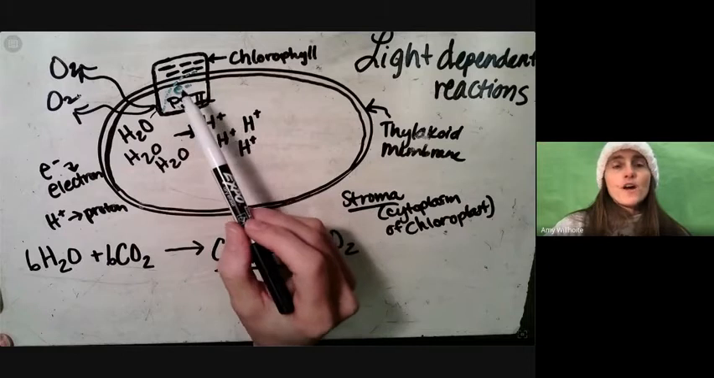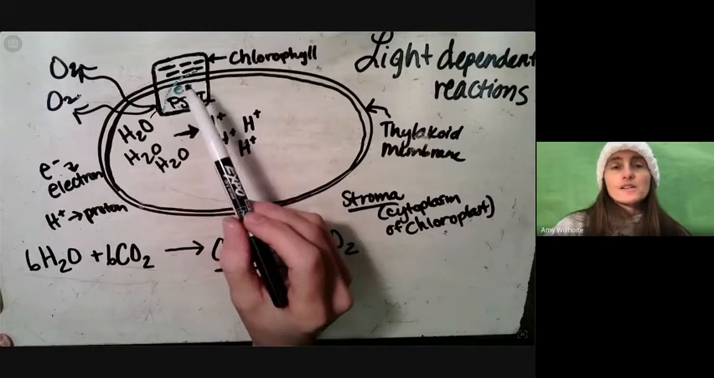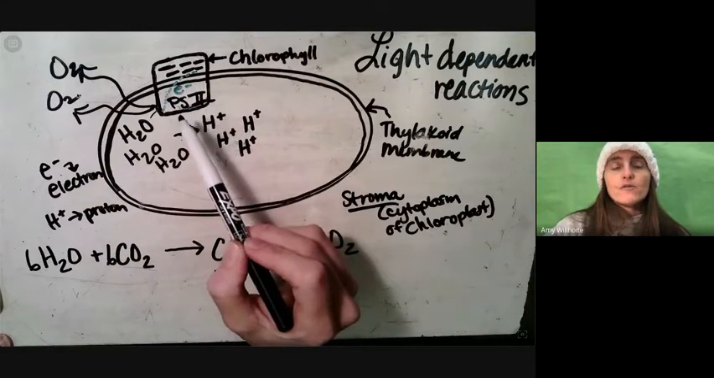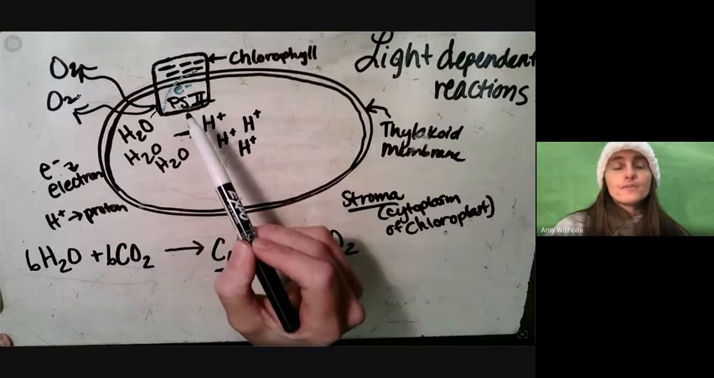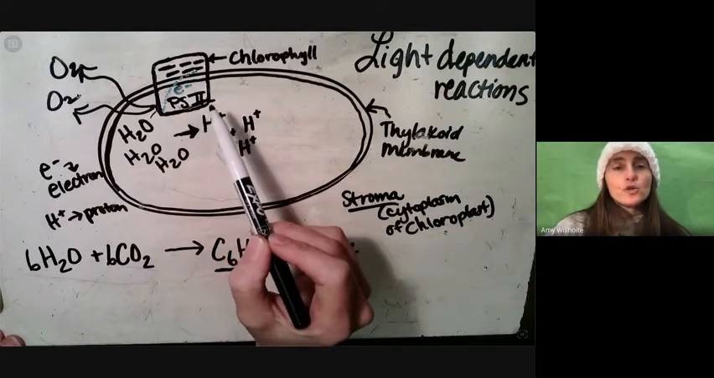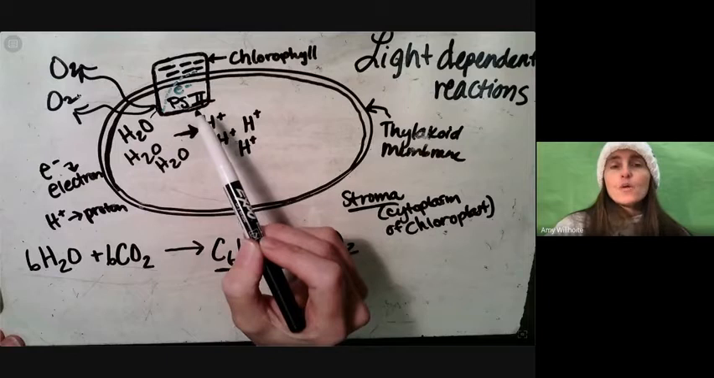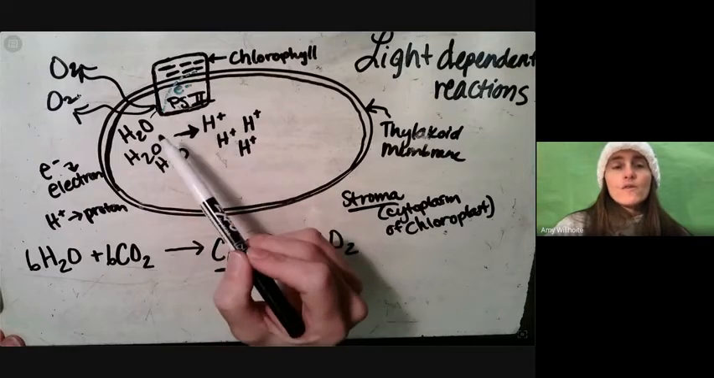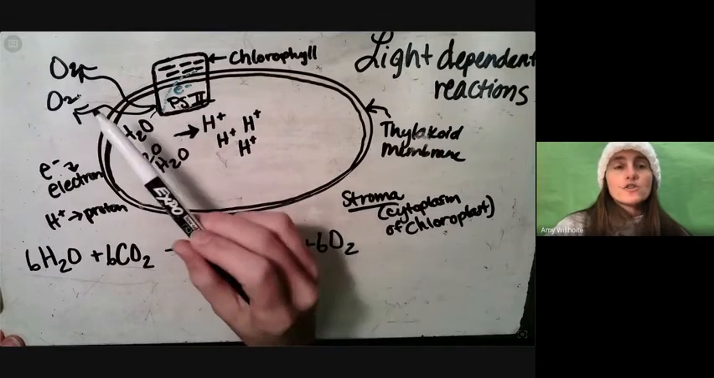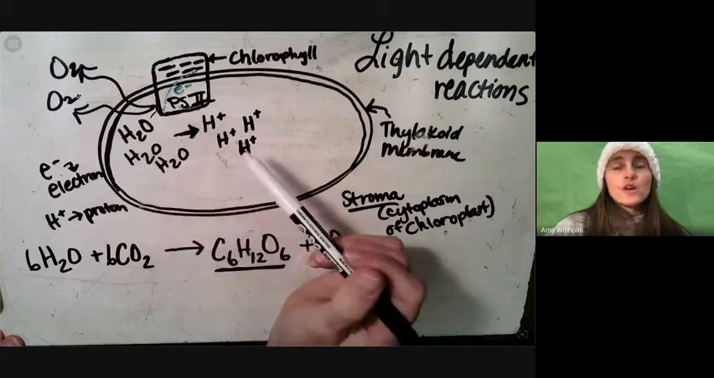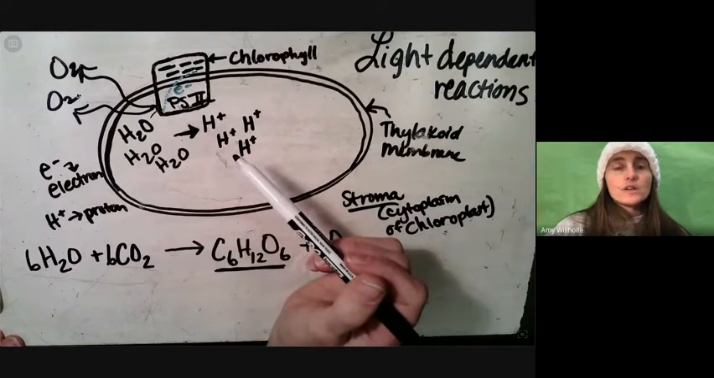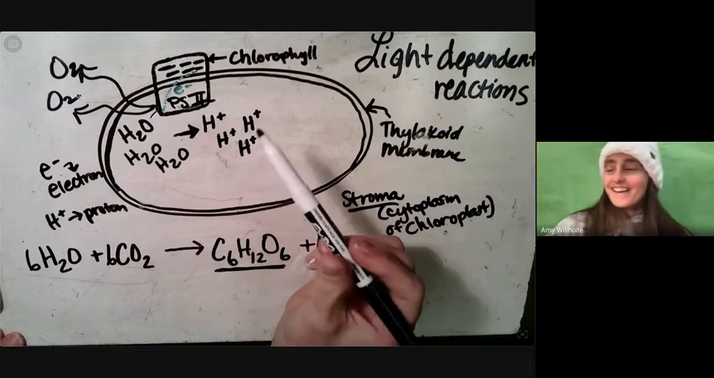So far we have electrons being excited in photosystem 2. We have water that's been split, so oxygen is produced, and we have protons building up in the center of the thylakoid. That's where we are right now. It's fixing to get complicated. You thought that was hard. Okay, so here we go.